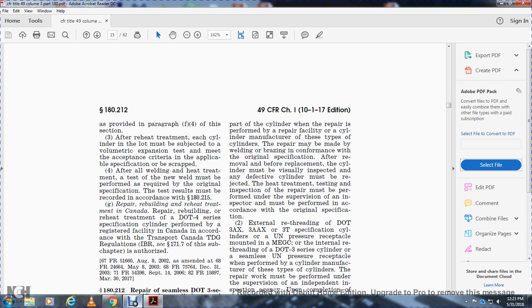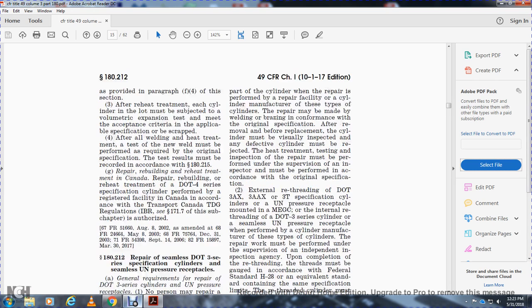Repair and rebuilding, reheating, retreatment in Canada. Repair and rebuild of the reheat treatment of the .4 series of the specification cylinder performed with the registered facility of Canada in accordance with the Transportation of Dangerous Goods Regulation is authorized.